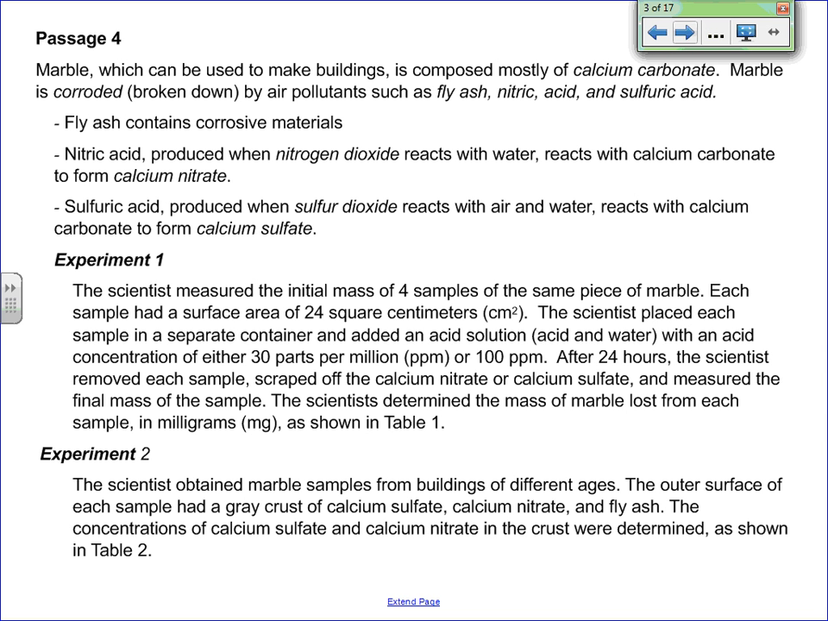So let's take a look at a sample passage. What you want to have right now is a pen, pencil, highlighter, some sort of marking device in your hand. So as we read through this, you can circle, highlight, or underline any words that are confusing.